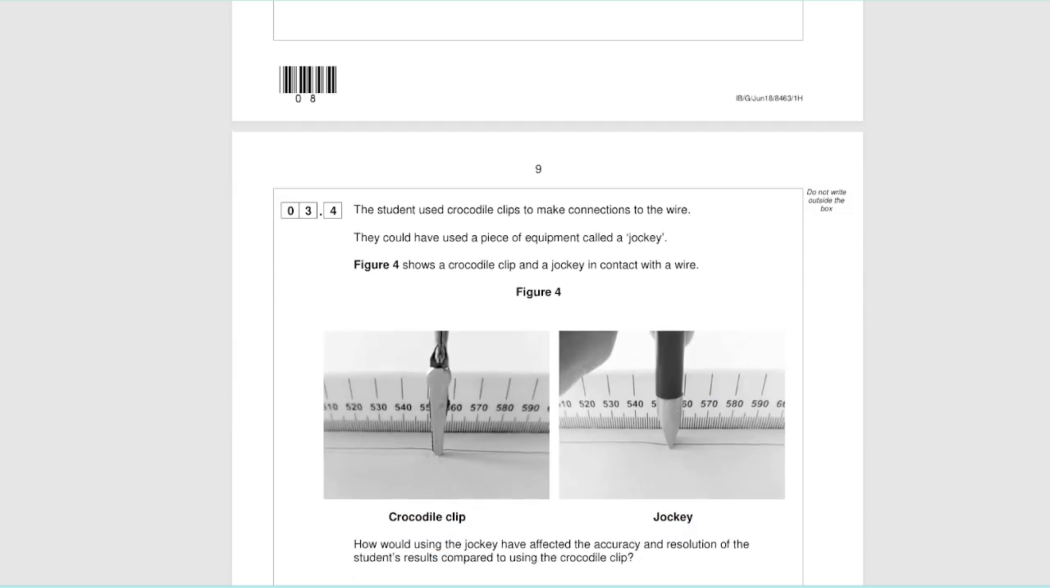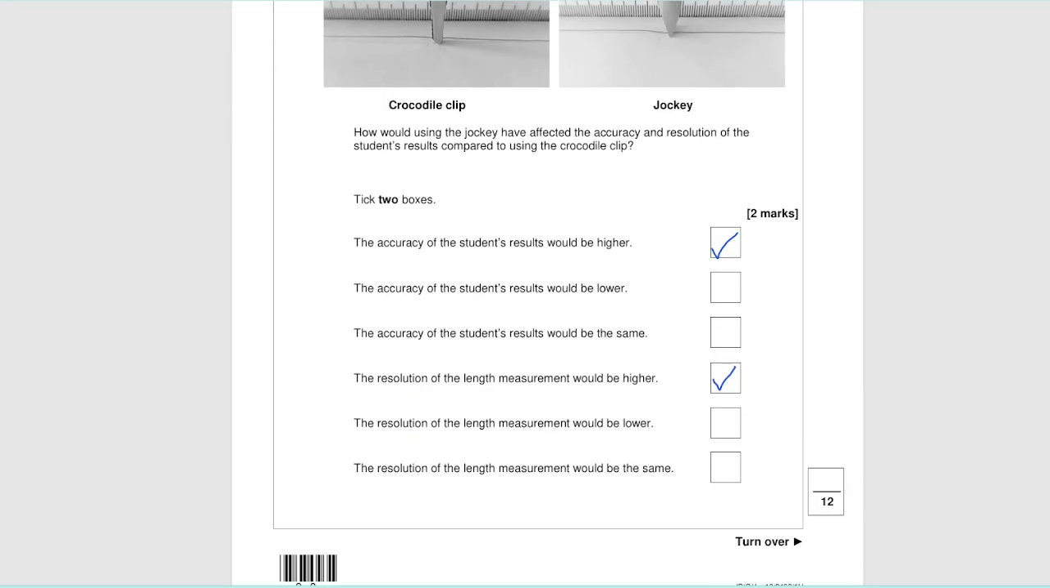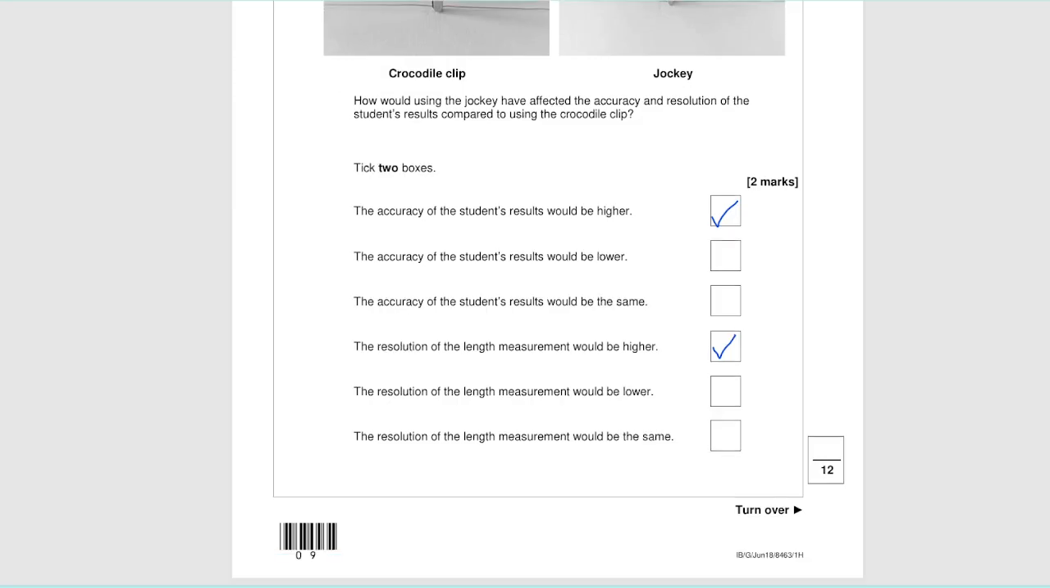And for 3.4, the student uses a crocodile clip to make connections to the wire. They could have used a piece of equipment called a jockey. Figure 4 shows a crocodile clip and a jockey in contact with a wire. How would using the jockey have affected the accuracy and resolution of the student's investigation? Now what you notice is the crocodile clip is taking up a larger length, while the jockey is taking up a smaller length. So using the jockey, you get the length of the wire more accurately. And you can see with the options here, it would lead to the accuracy of the student's result being higher, and the resolution of the length measured would be higher because it has a thinner point.